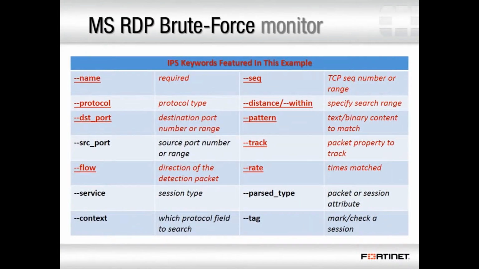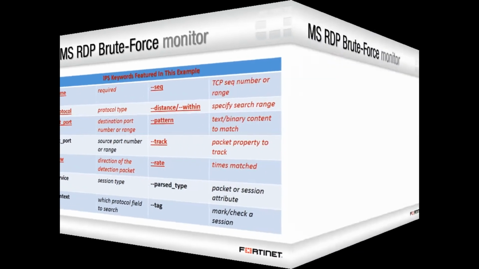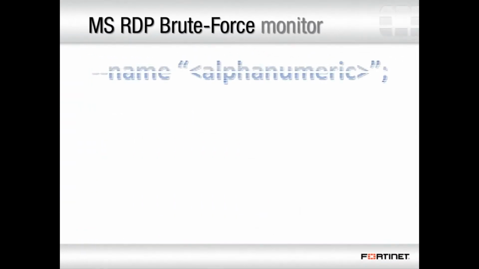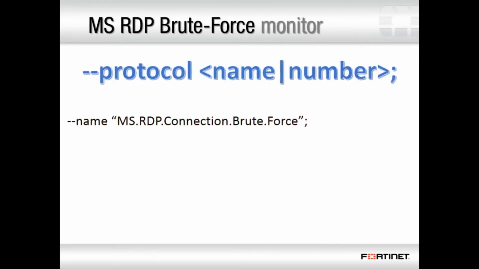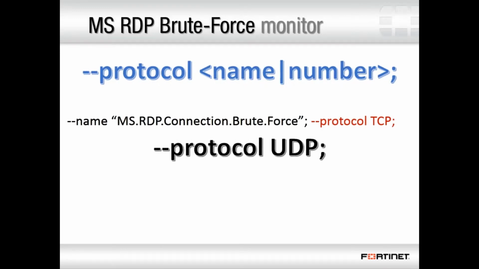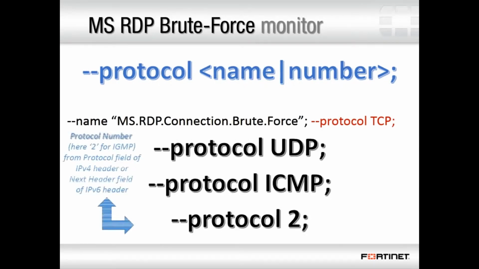Here's an overview of the IPS options we'll demonstrate in this presentation. We begin now by specifying a signature name using the name option with the value ms.rdp.connection.brute.force. The next option is protocol TCP. Aside from TCP, the protocol option can be paired with values such as UDP, ICMP, or numeric values based on the IPv4 header protocol field.